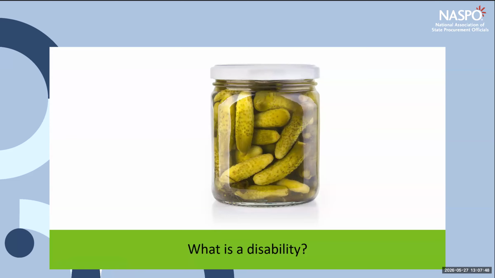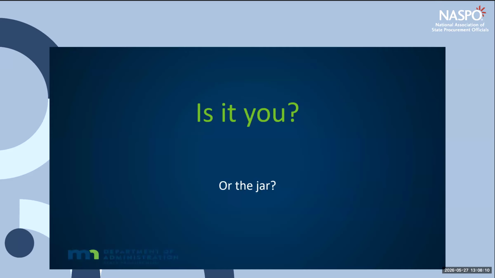So I have here a picture of a pickle jar. We're here to talk about what is a disability. If you can imagine a pickle jar and you're trying to open it and you do everything you can, you bang it upside down on the table, you put it under hot water, you use a rubber gasket, you do everything you can to open it, and you can't open it. Then the question becomes, is it you? Are you just simply not strong enough? Your hands are not thick enough, or something about you that cannot open that jar? Or is it the jar?